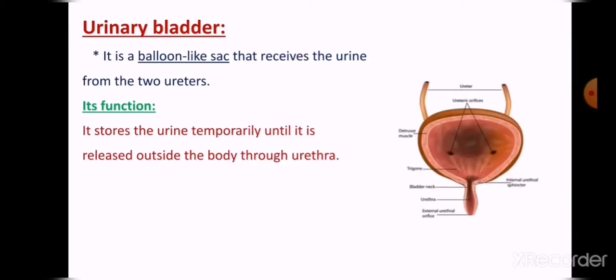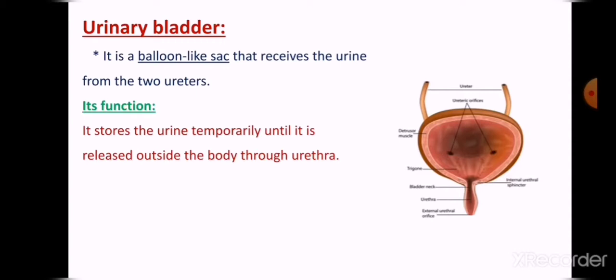So the last organ inside your urinary system is the urinary bladder. It looks like a balloon, a balloon-like sac that receives the urine from the two ureters. The bladder receives the urine from the two ureters.